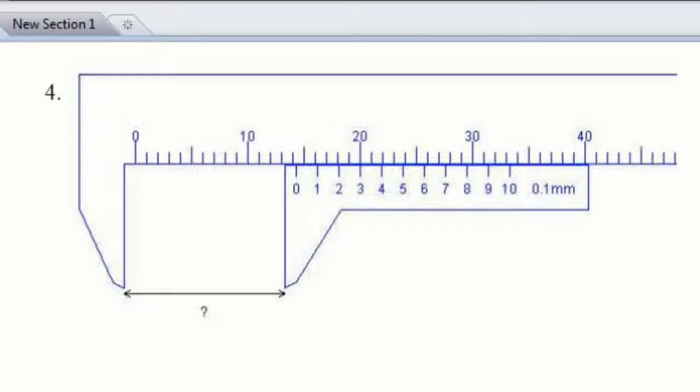Everybody wants to have a look at that, see if they can figure that one out. I think everybody's pretty happy with 13.1 for 3, so that's looking like a good one. Number 4.